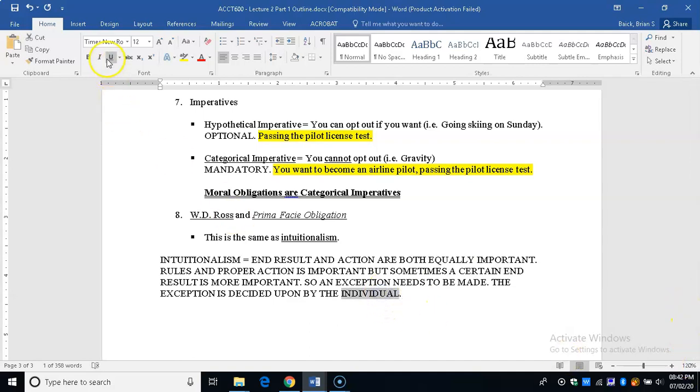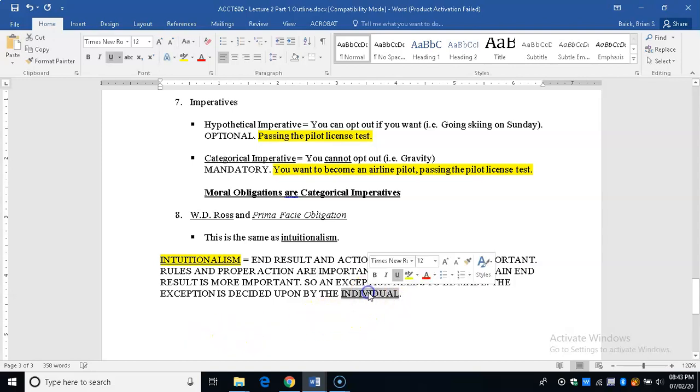Okay, here's the definition that I came up with. Intuitionalism is a mixed framework, right? That means that the end result and the action are both equally important. So doing the right thing, rules and proper actions are important, but sometimes what's more important is the end result. So generally, you want to always do the right thing, but sometimes getting a certain end result is the most important thing. So if a certain end result is more important, then you can make an exception.